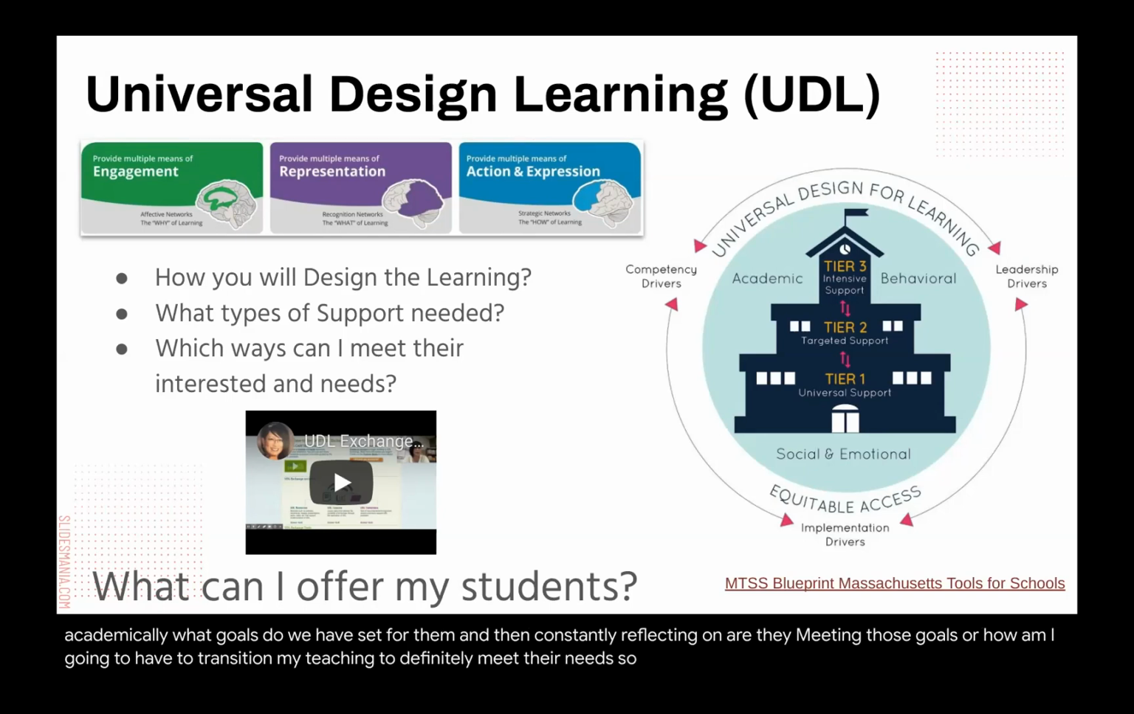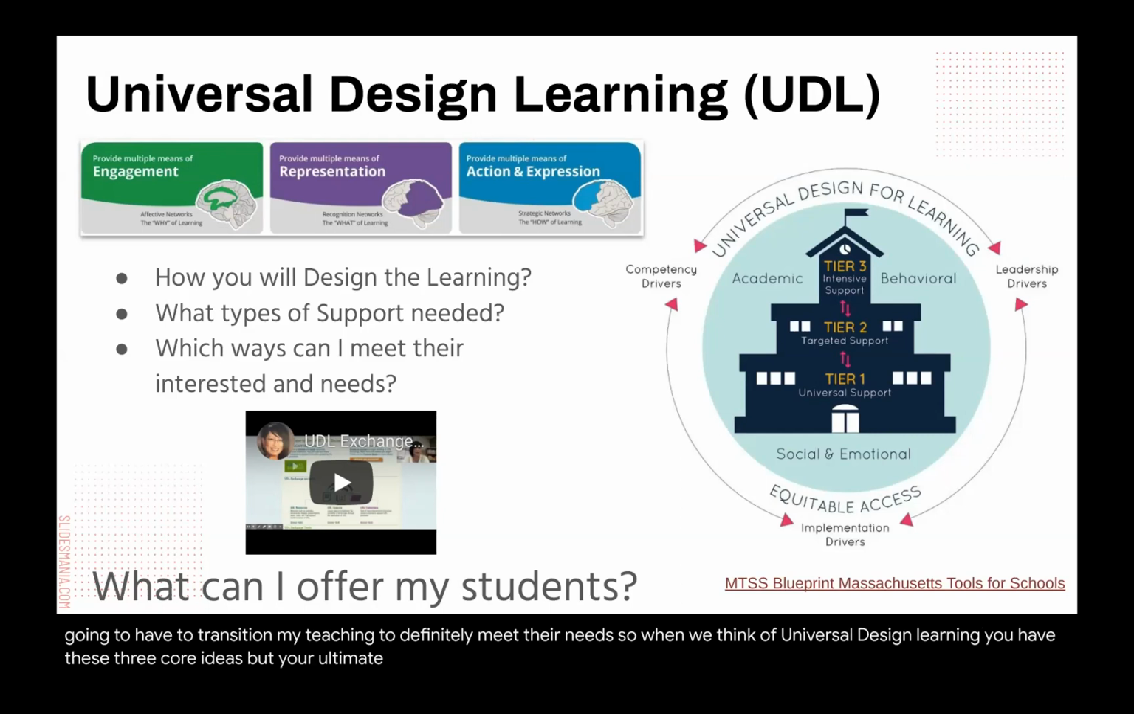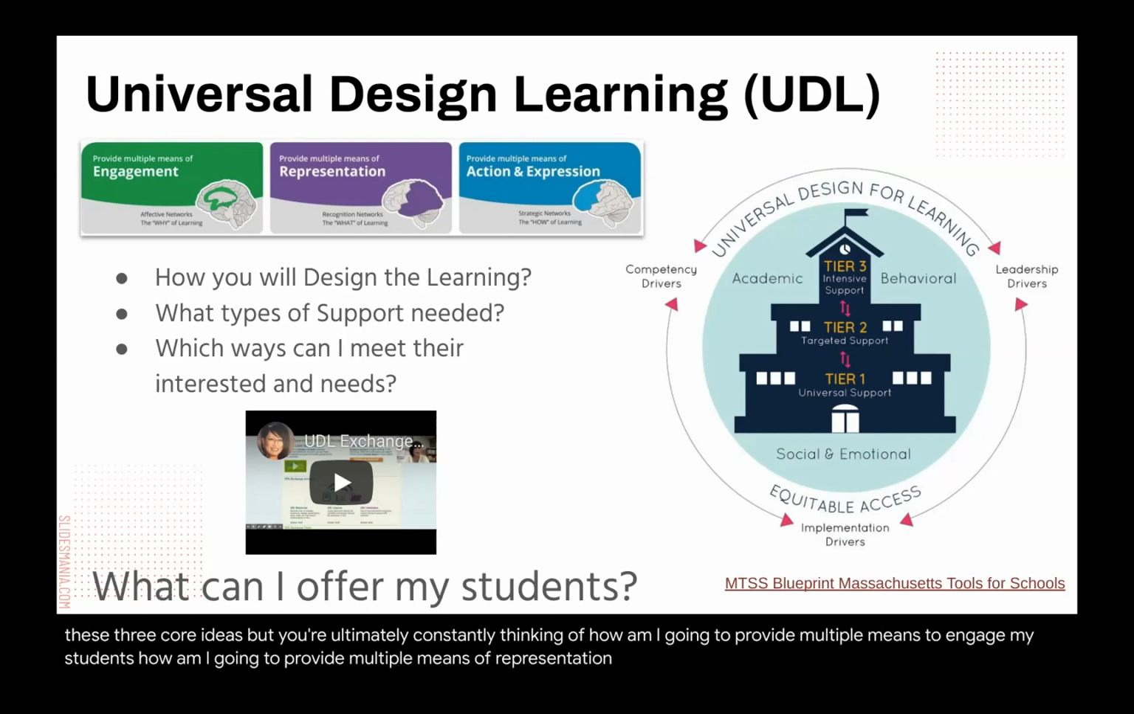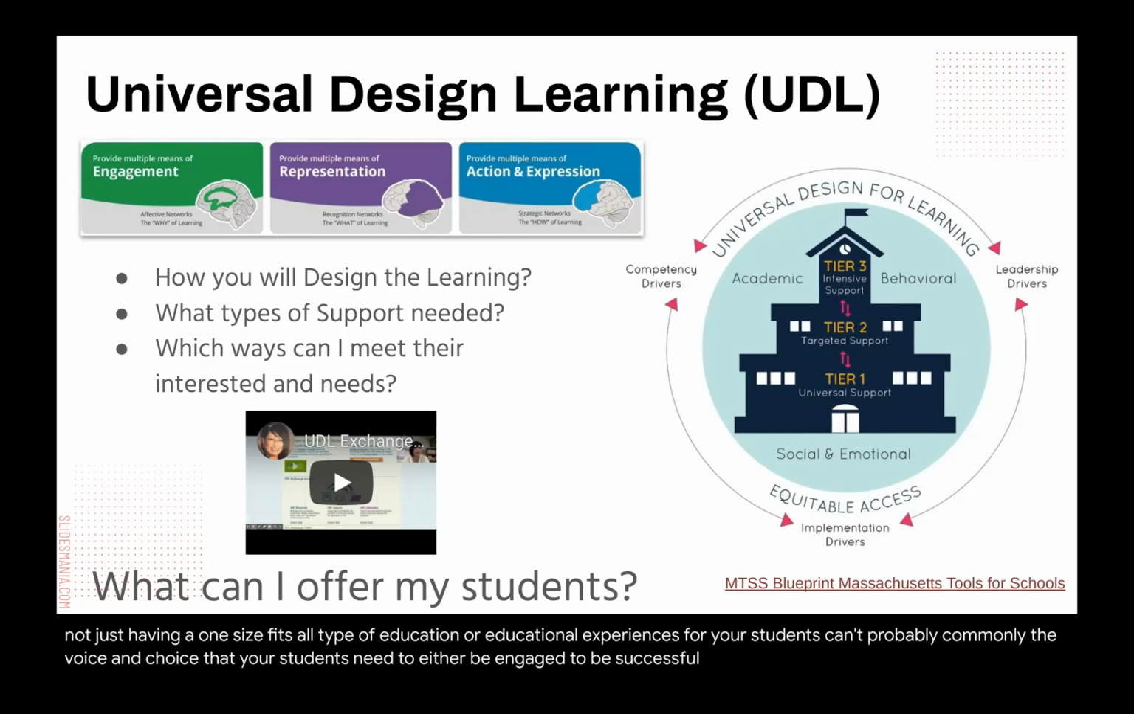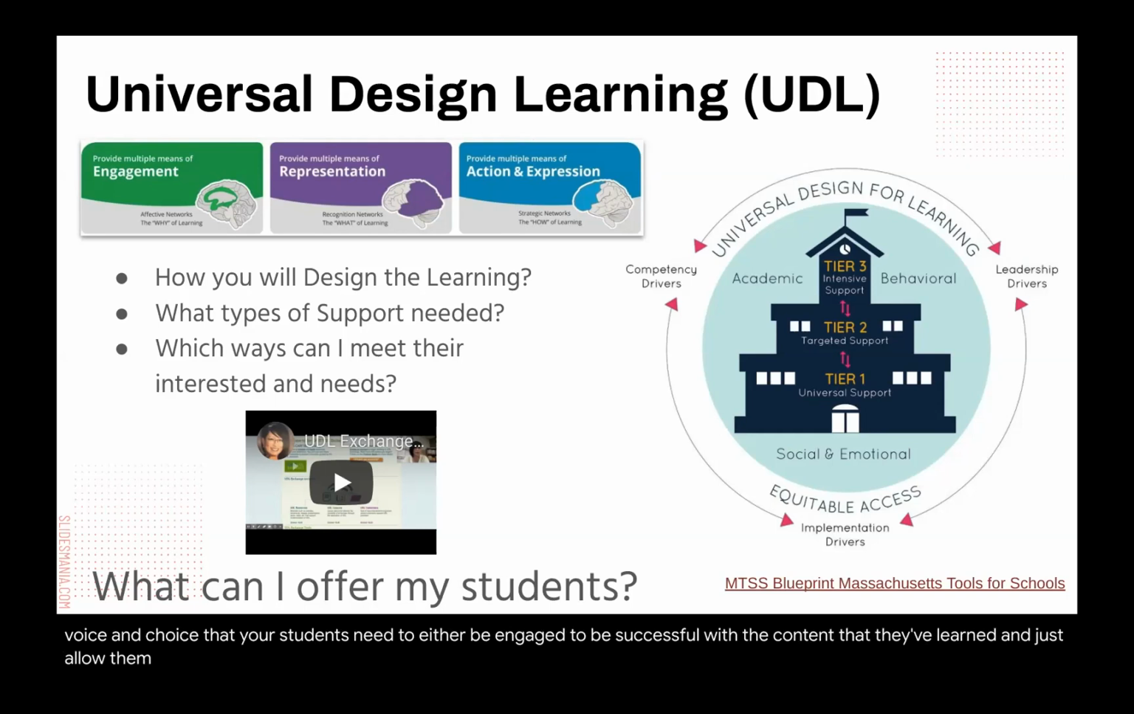So when we think of universal design learning, you have these three core ideas, but you're ultimately constantly thinking of how am I going to provide multiple means to engage my students? How am I going to provide multiple means of representation and multiple means of them expressing their learning? So not just a one-size-fits-all type of education, but providing, as you commonly hear, the voice and choice that your students need to be engaged, to be successful with the content they've learned, and to be individuals sharing how they are experts in their learning.